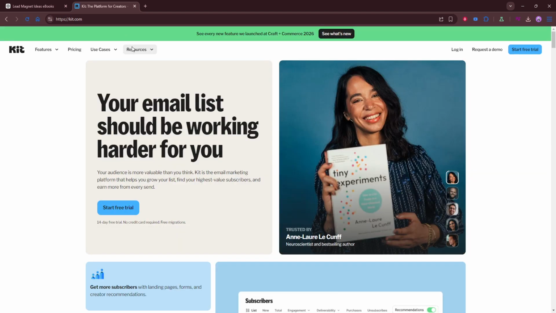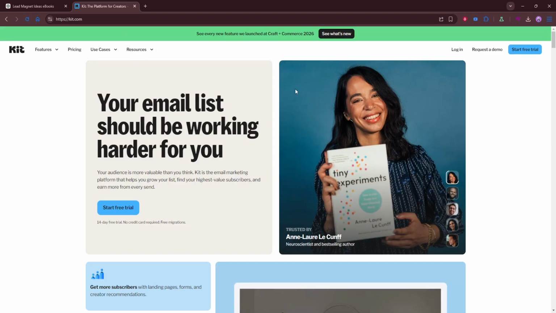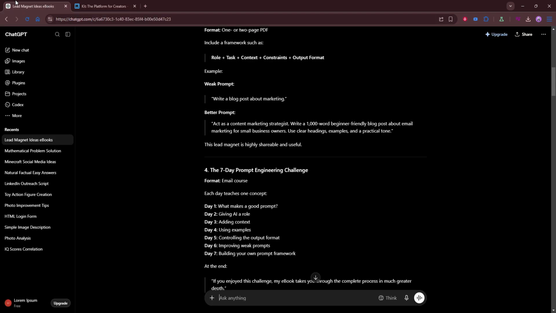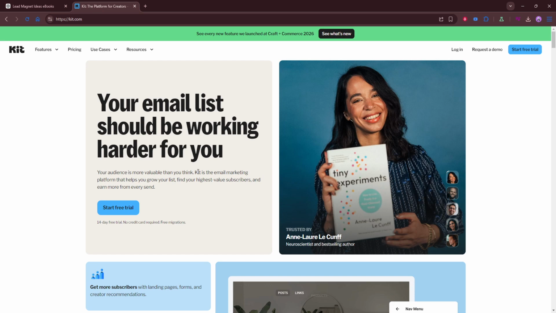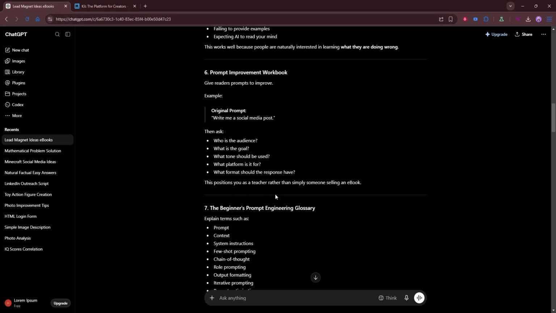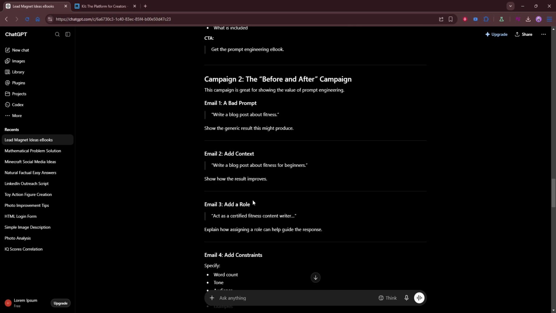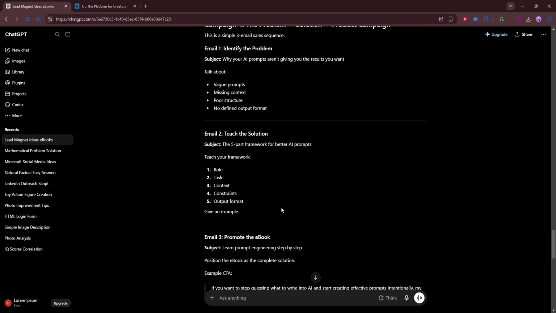Then use ChatGPT to help write your welcome emails and follow-up sequence. Your first email should deliver what you promised and make a strong first impression. The emails after that should continue to provide value, build trust, and move the reader forward step by step.